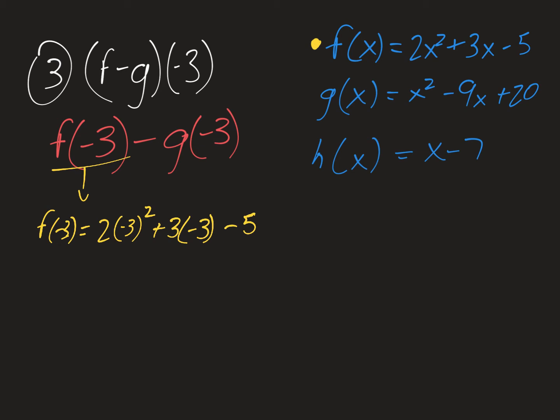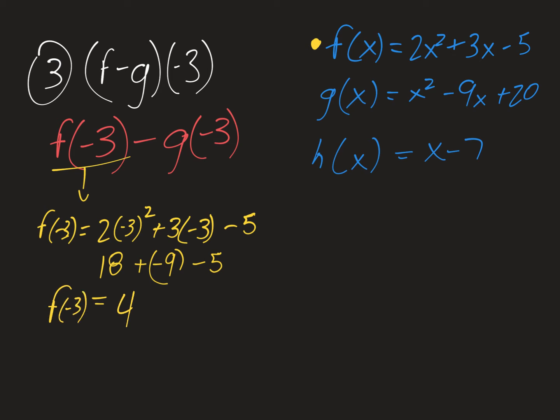Okay, so now let's calculate this out. So here we go. 2 times negative 3 squared. So that's 9 times 2 is 18 plus negative 9 minus 5. And so overall, I should get this result as being positive 4 as my final result. So f of negative 3 is 4.